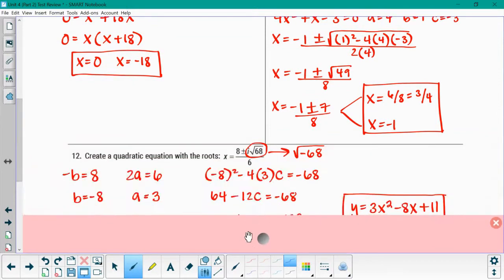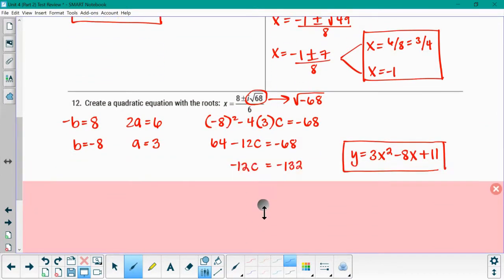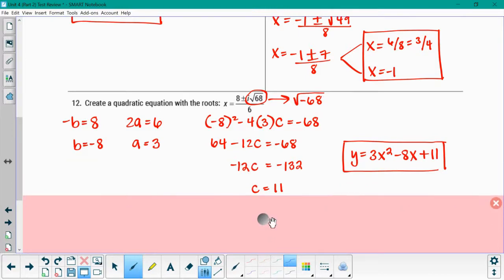Now, looking at number 12, we've done a problem like this as a warm-up. I have create an equation with the roots x equals 8 plus or minus i square root of 68 all over 6. Now, the only thing different and tricky about this problem is they have i square root of 68. My discriminant for this problem is not 68. Remember, i is when we take out a negative 1 from the square root. So really, my discriminant is negative 68.